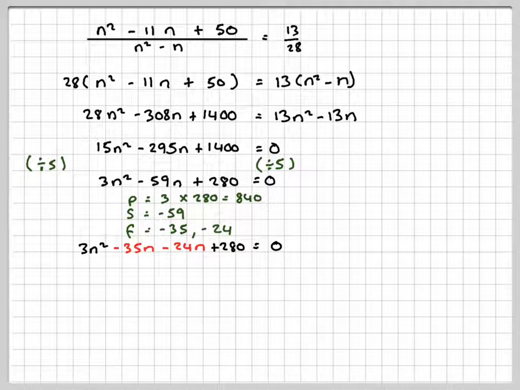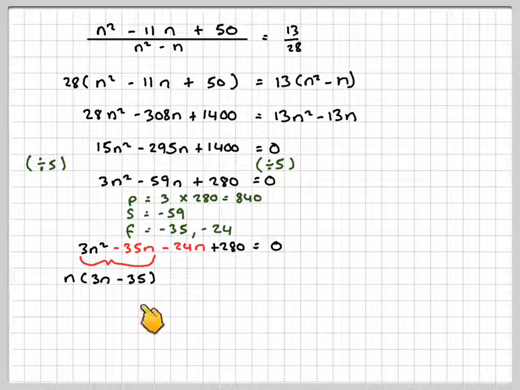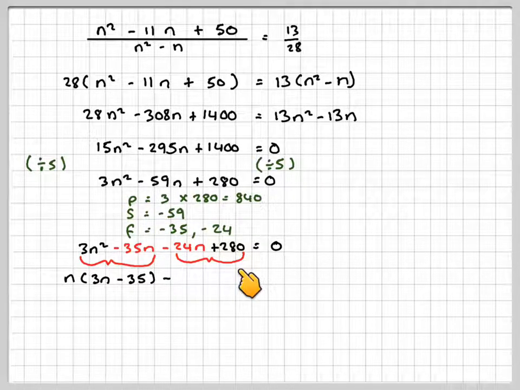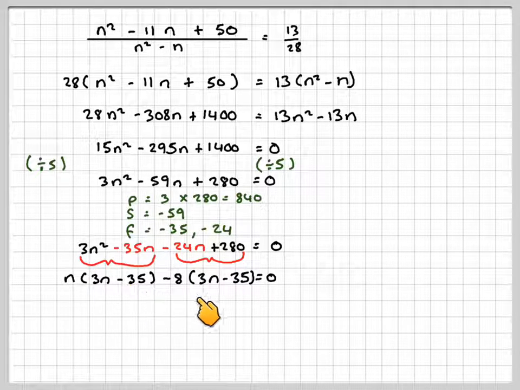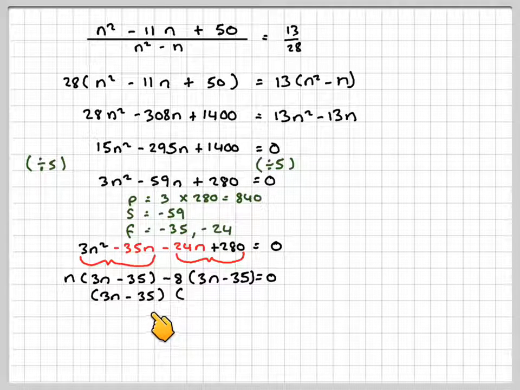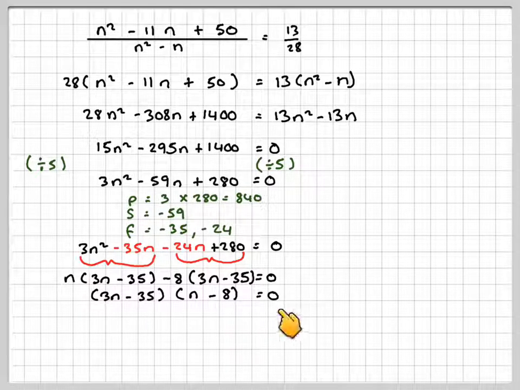is equal to 0. Group the first two terms together, common factor of n. No, sorry, it's a common factor of just n, not 3n. And then we're going to be left with 3n minus 35. Bring down that minus sign, group the next two together, take out the common factor of 8, and we're going to get 3n minus 35. If you do this process here and here, you're going to get the same bracket.